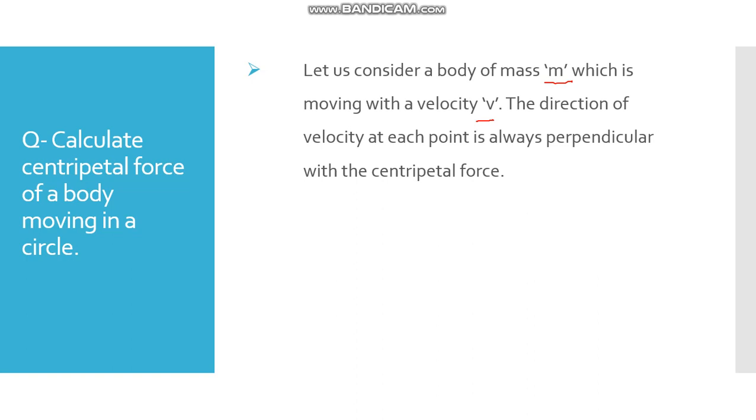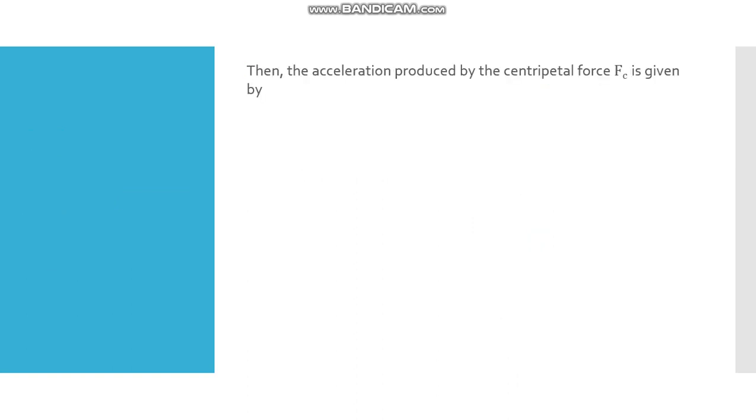The direction of velocity at each point is always perpendicular to the centripetal force, as shown in this figure. For example, there is a body moving in a circular path, and the direction of motion is like this. At this point, at this point, or at this point, the direction of the centripetal force is always towards the center and the direction of velocity is always forward. This is the forward direction, again the forward direction, and again the forward direction.